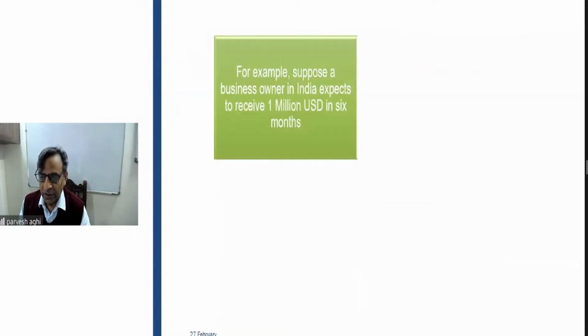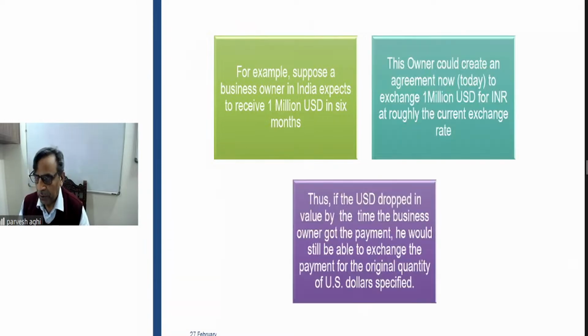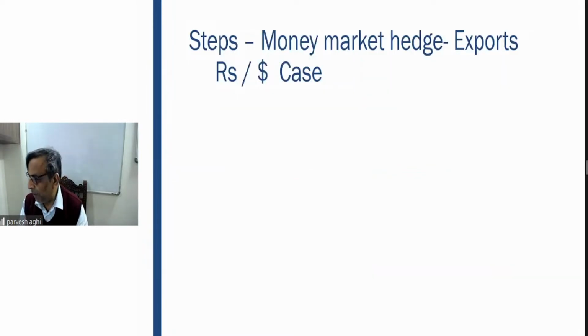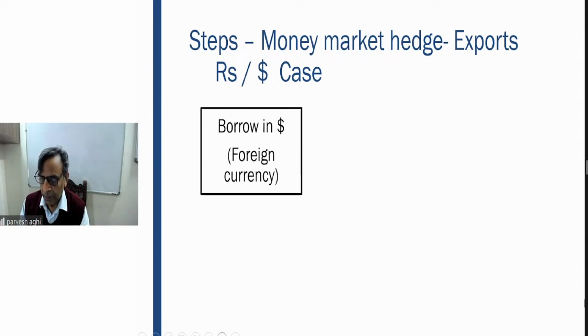Let's go to an example straight away. There are two kinds of money market hedge possible. Both exporters and importers can do it. Let's talk about the case where you are an exporter, and then I'll tell you the logic for all this later on. If you are an exporter and your transaction is happening in rupee/dollar, that means you are exporting goods in dollars.